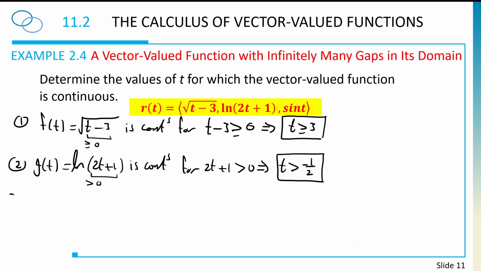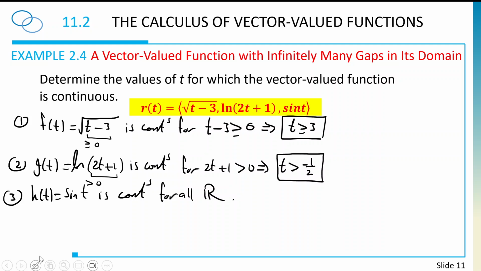Now I need to consider the last one, which is the good one. This is sine. So sine of t is continuous everywhere. It's continuous for all real numbers. So it has no issues, no problem for us. Now, anytime you need to find the overall domain, you need to think about their intersection.